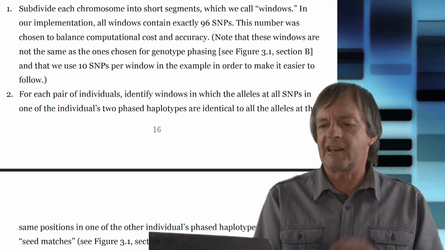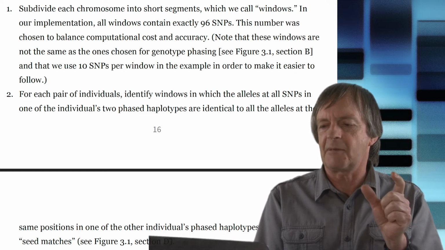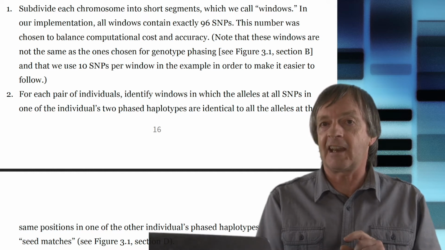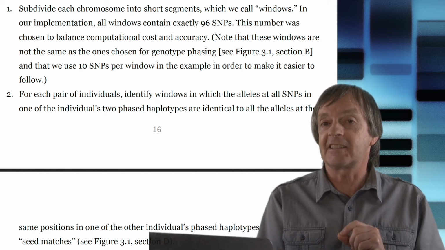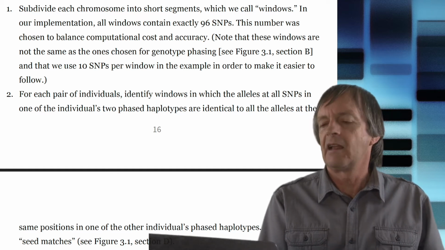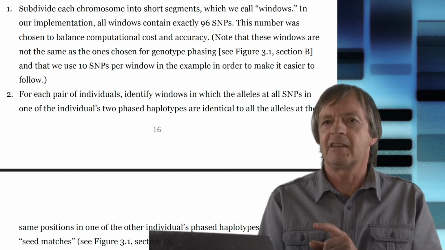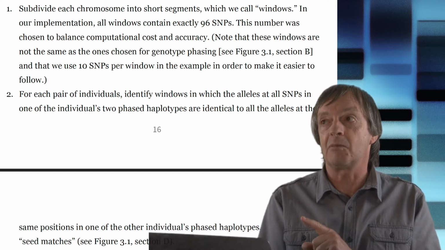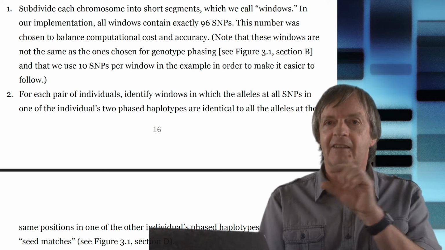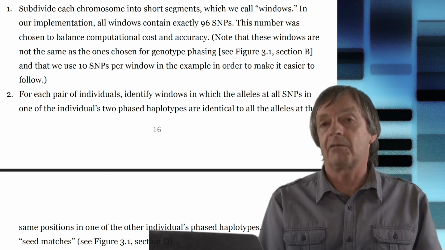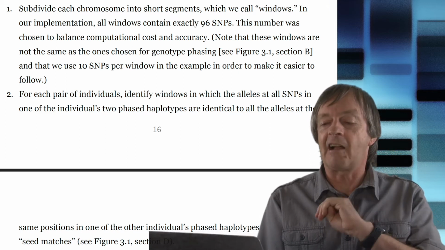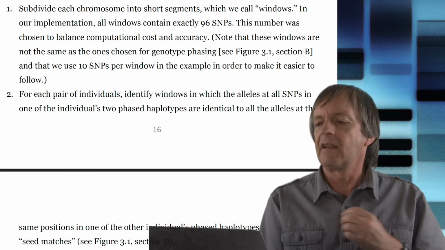Okay, so they break each chromosome up into short segments, which they call windows. Each of those windows contains exactly 96 SNPs, which is often pronounced snips. Each SNP, single nucleotide polymorphism, is in effect a single base pair in the DNA. In other words, one of the letters in the 4-letter alphabet in the genetic code.